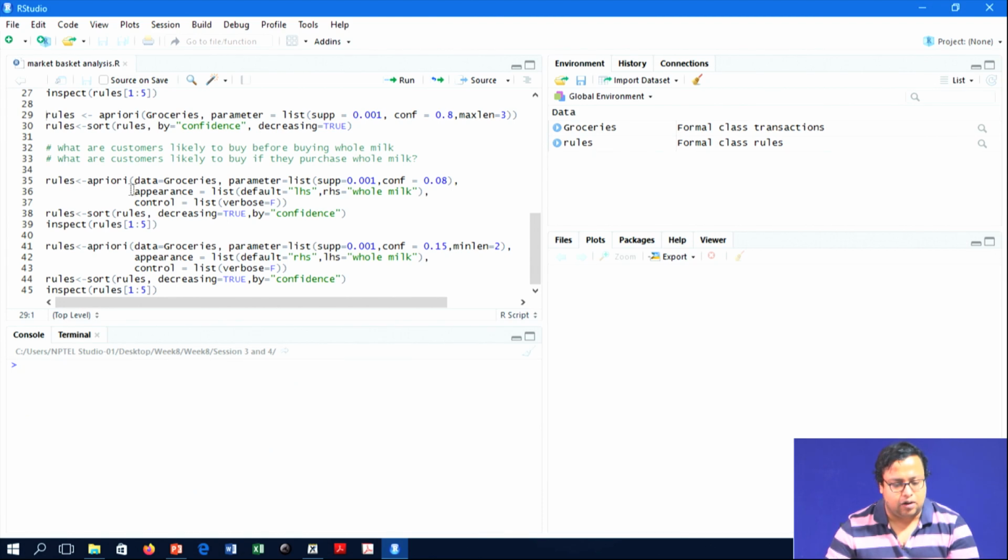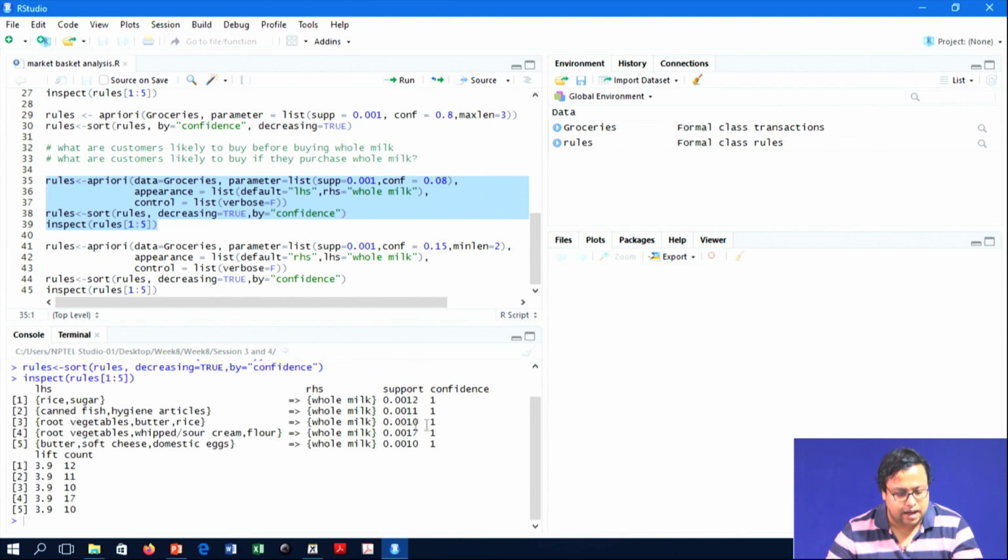For example, I can also say, given this particular item is in the left-hand side, what are the chances, or given whole milk in the right-hand side, what are the rules. For example, here I am putting appearance equal to rhs, left-hand side is default and right-hand side has to have whole milk. So, it is a must that the right-hand side will have whole milk, and then I am sorting it based on confidence and getting these values.